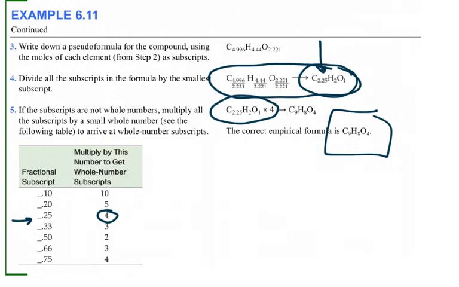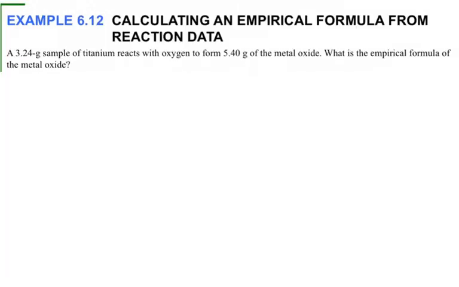Now I got one more. This one's a little interesting. We got to do a little extra. You have a 3.24 gram sample of titanium. So let's put that down. Titanium is Ti, and we have 3.24 grams of titanium.